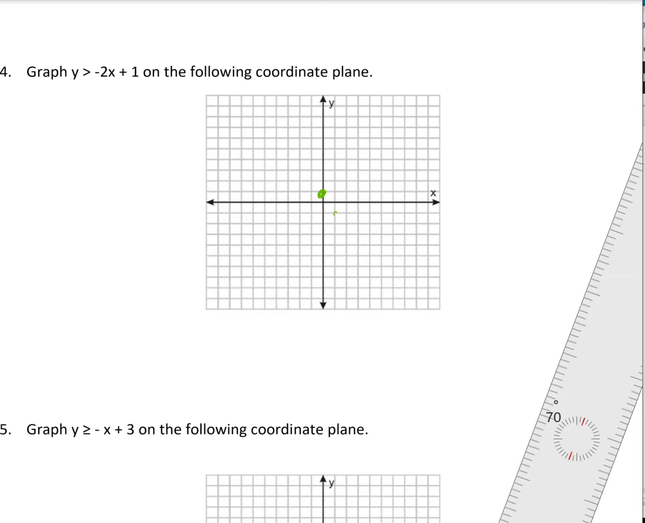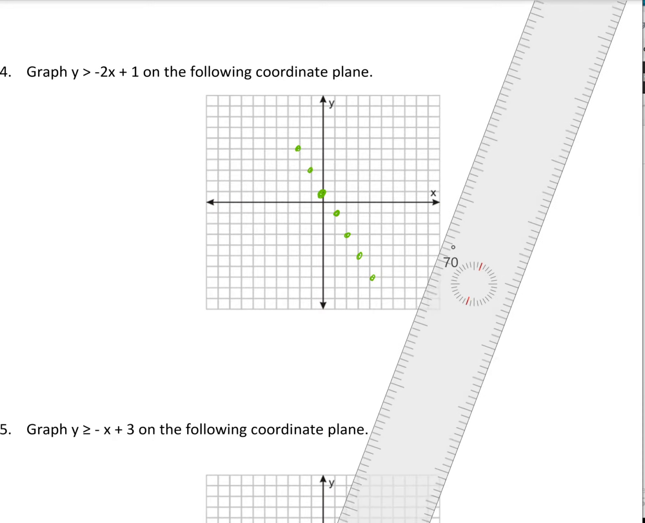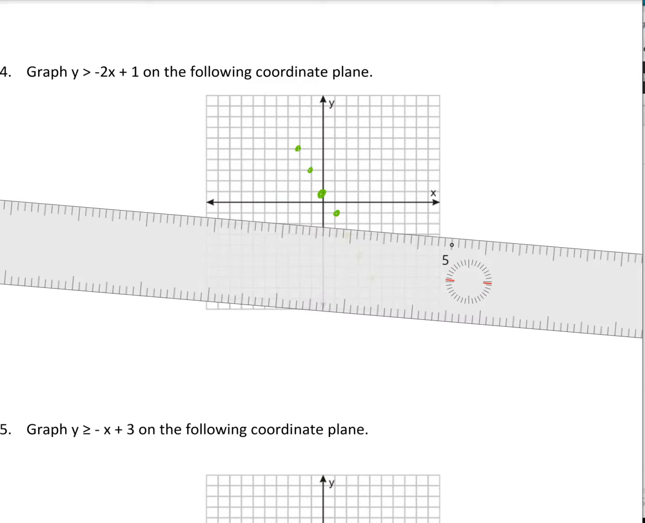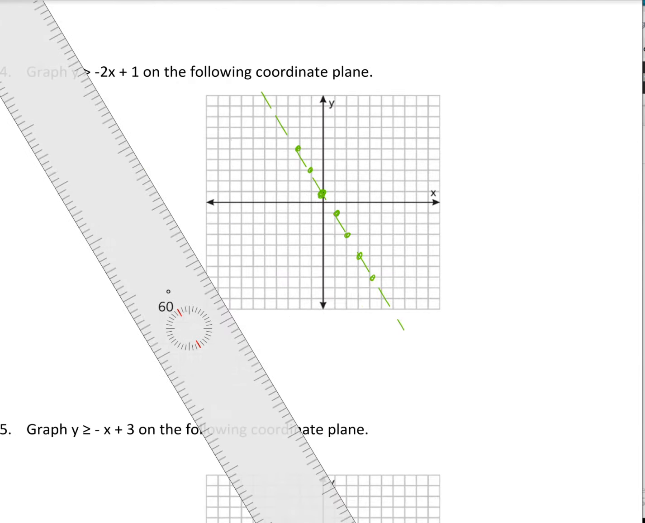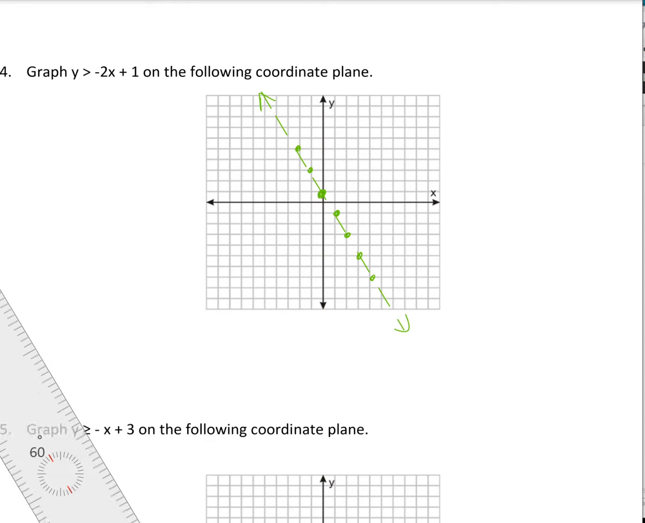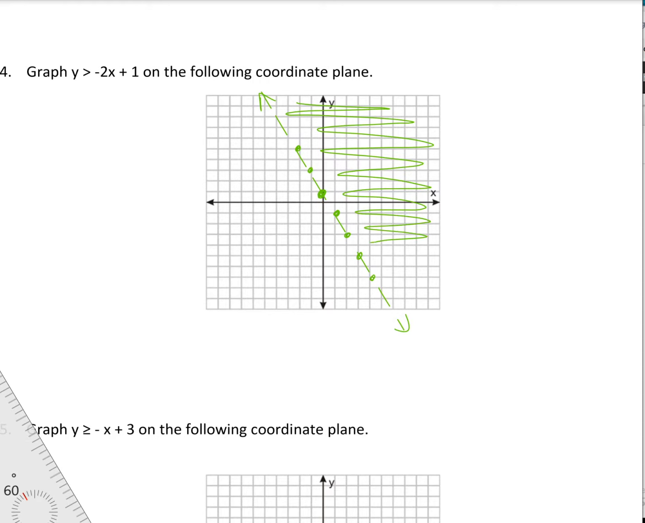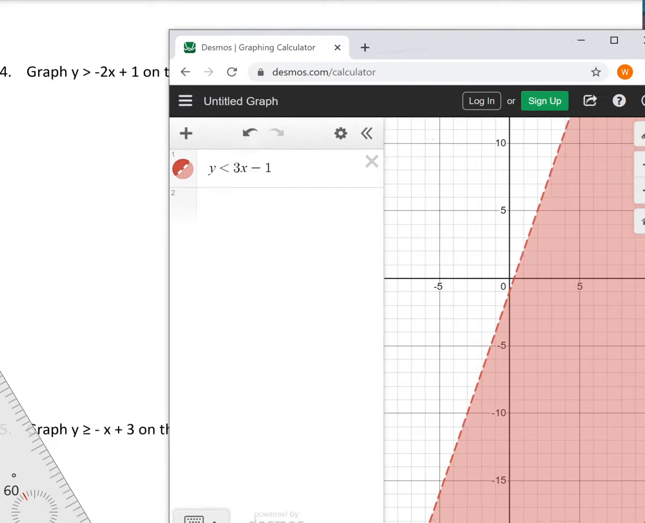That negative 2x means I'm going to go down 2 over 1, down 2 over 1. And of course, I'm going to go up 2 over 1, up 2 over 1. And then I'm going to take my handy dandy little ruler, and of course, I'm going to draw my dashed line all along my points. Remember, I'm going to put my arrows. All right. And then it says what is y greater than. So it's everything that's going to be above my line. Remember, if you can't figure that out, go to Desmos and plug it in.